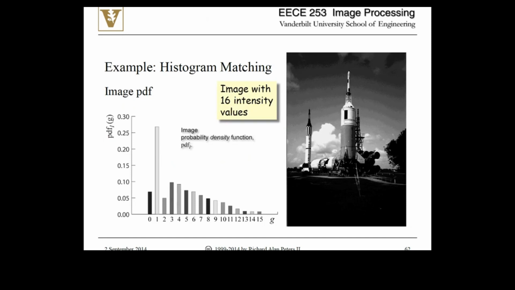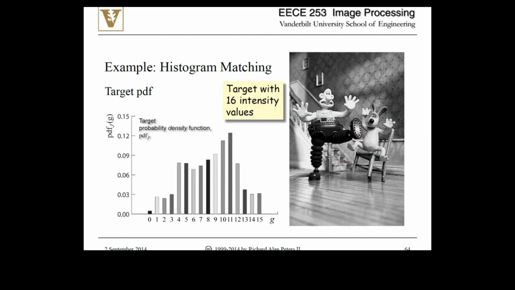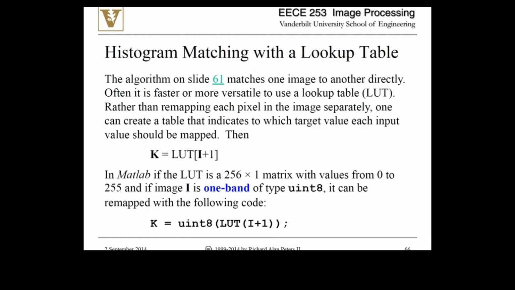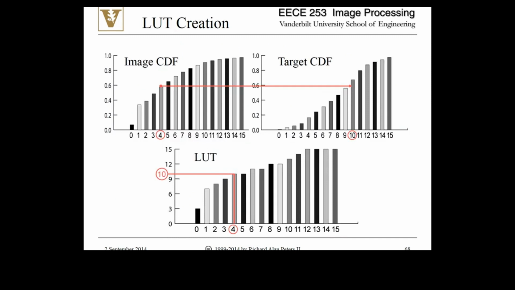So let's say we work with few colors so that we can track the PDFs and so on. So let's have this image with only 16 values. So that is the histogram, and then this is the CDF, and then we have another image. This is the PDF of that image, the CDF of that image, and I want to transfer. This is MATLAB code again. I have to transfer the CDF of one onto the CDF of the other, and that will give me the lookup table.